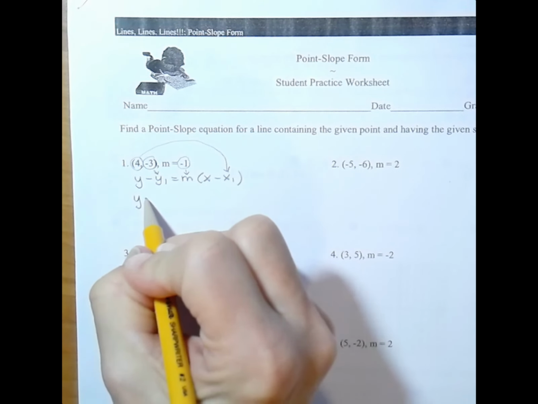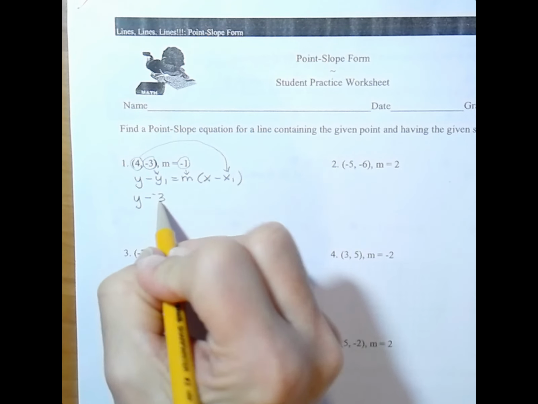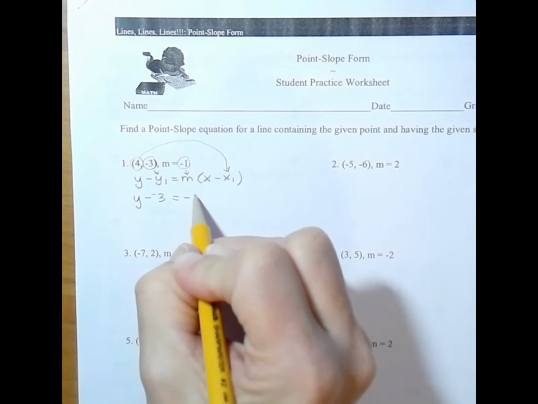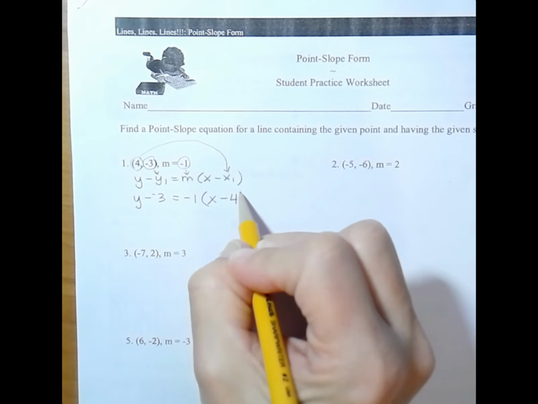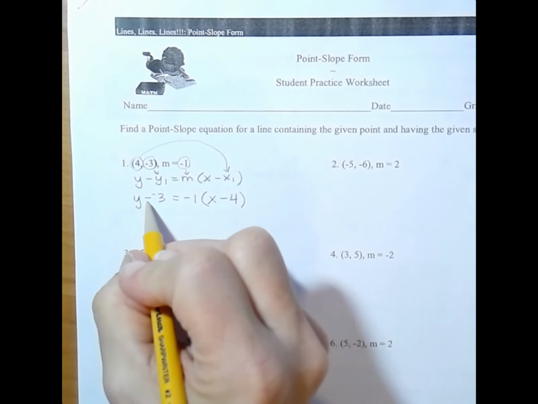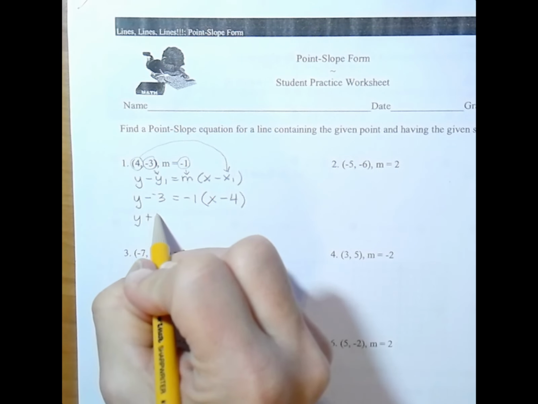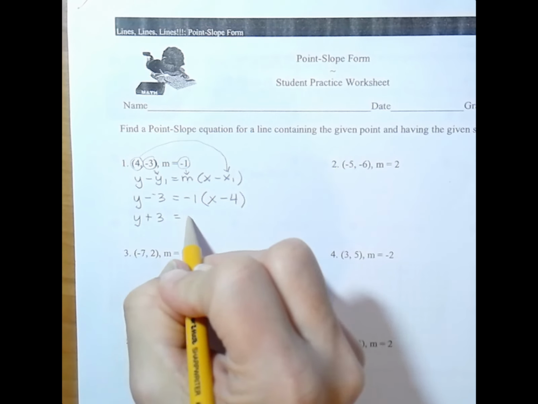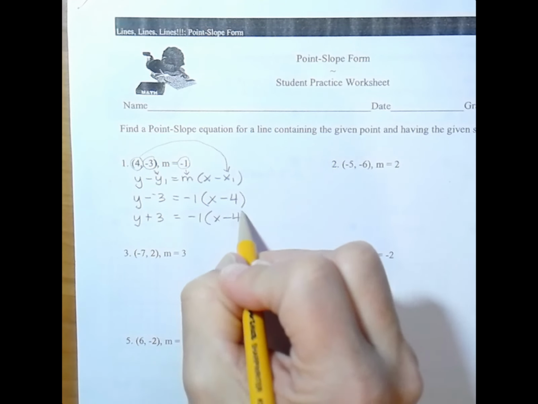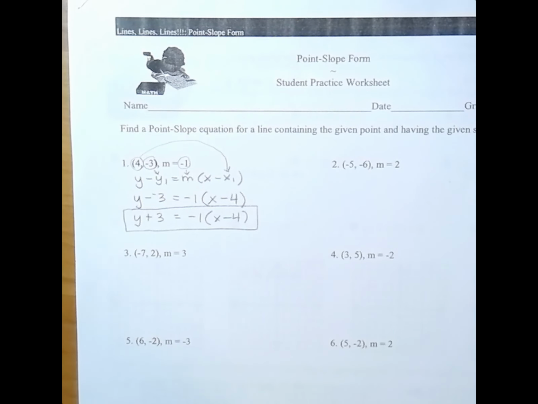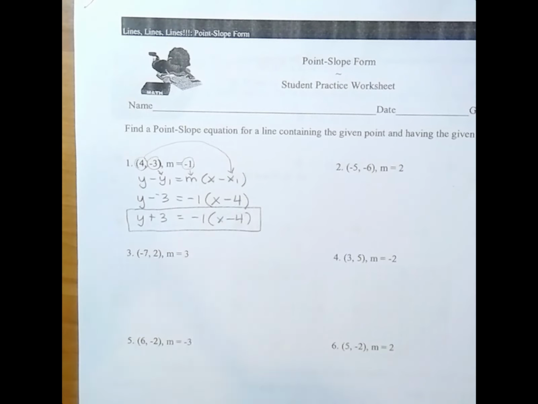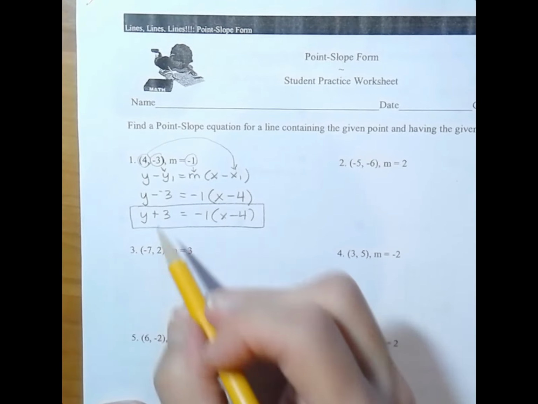I'd have y minus -3 equals, my slope is -1, x minus, and my x-coordinate was 4. So if we just simplify that a little bit, minus negative is the same as plus a positive, and that's it. All right, so that is point-slope form, and all you have to do is plug in the slope and the point, and then just simplify a little bit to make it look a little bit simpler.